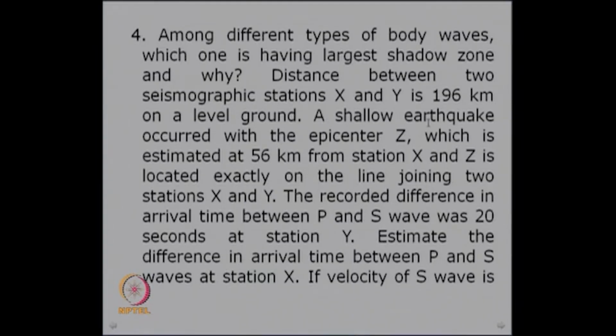So, a shallow earthquake occurred with the epicenter location at Z, another point, which is estimated at 56 kilometers from the station X, and Z is located exactly on the line which joins these two seismographic stations X and Y. The recorded difference in arrival time between the P and S wave was 20 seconds at station Y.